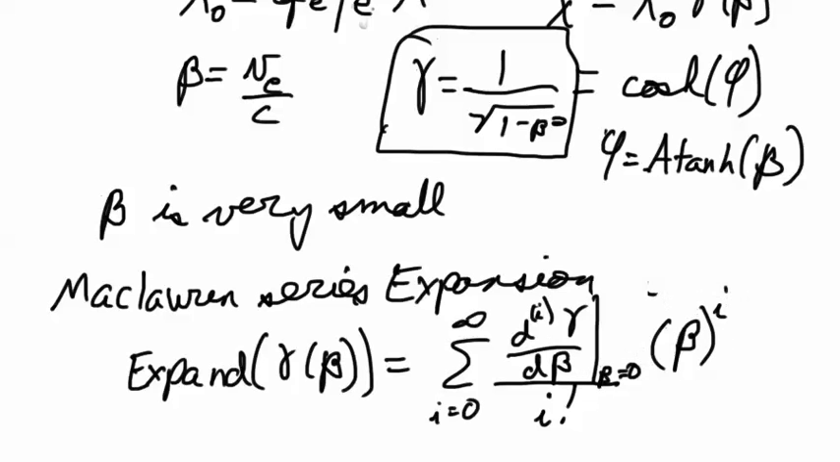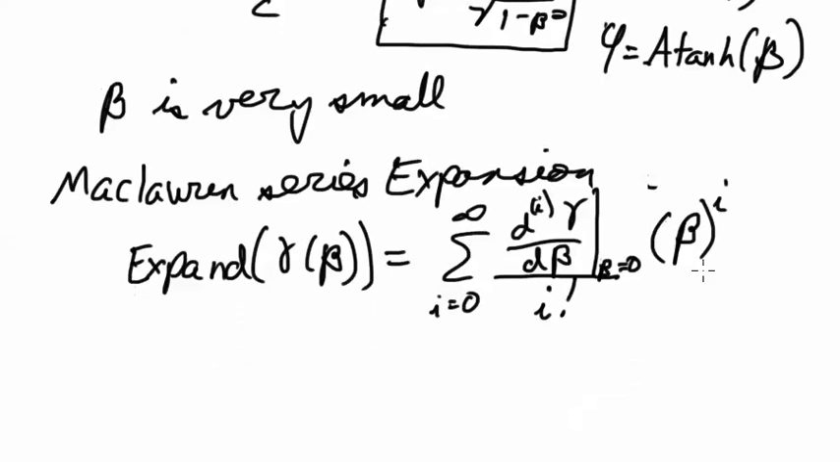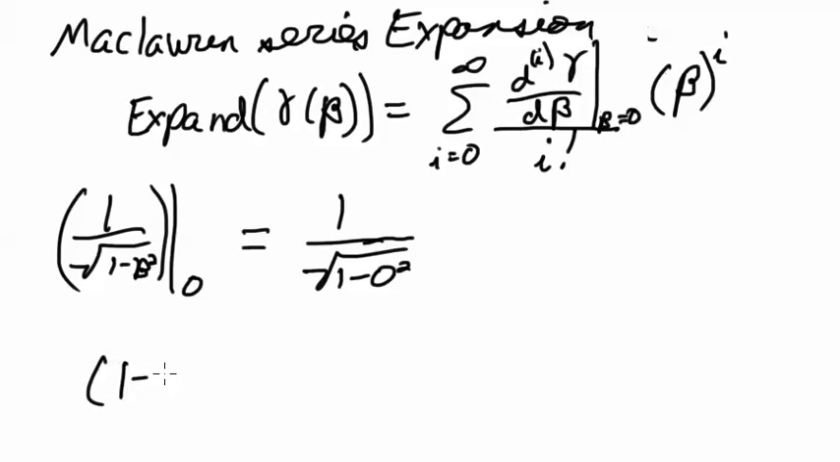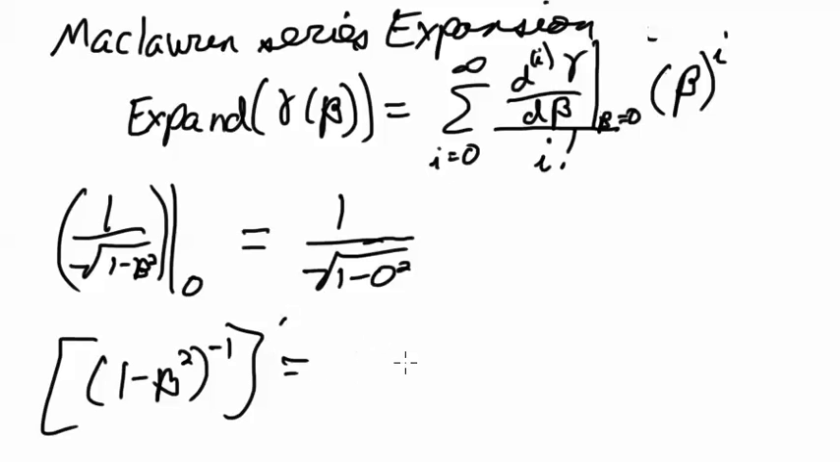Okay, so the first term would be the 0th derivative of 1 over the square root of 1 minus beta squared at 0. The 0th derivative is 1 divided by square root of 1 minus 0 squared. Let's do the first derivative of 1 minus beta squared to the negative 1/2. That is equal to, let's see, we're going to take that to the first derivative. That's going to be negative 1/2 times 1 minus beta squared to the negative 3/2 times negative 2 beta.